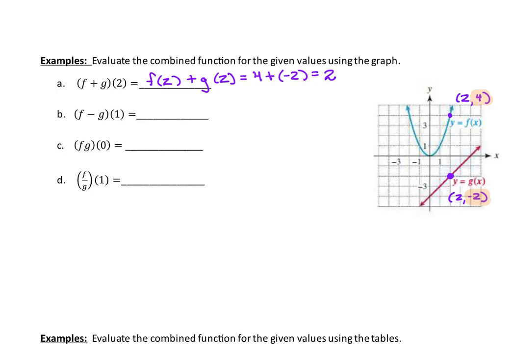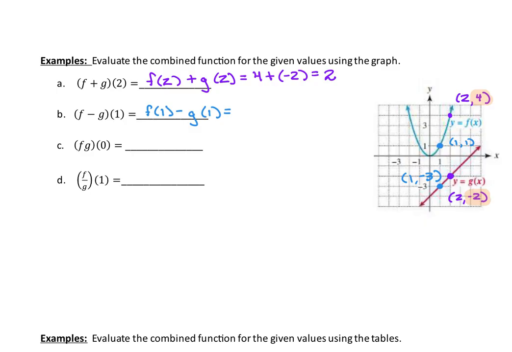All right, let's try a couple more. Let's come to f minus g of 1. And so again, what this is equal to is f of 1 minus g of 1. We're looking for points that have an x-coordinate of 1. And so on our f graph, we have the point 1, 1. On our g graph, we have the point 1, negative 3.